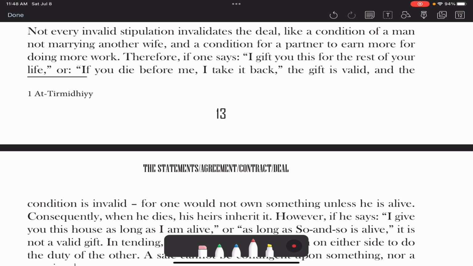Sometimes when people put stipulations into contracts, and stipulation means condition, sometimes the stipulation is invalid, and sometimes it's valid. Now, invalid stipulations, it depends on what the stipulation is, and it depends on what the deal is. Is the deal still valid although the condition was invalid? Or does the condition nullify the deal altogether? Sometimes it's this way and sometimes it's that way. It depends on the issue. Sometimes the stipulation will be invalid, but the deal still stands. And sometimes, because the stipulation is invalid, the whole deal is invalid.